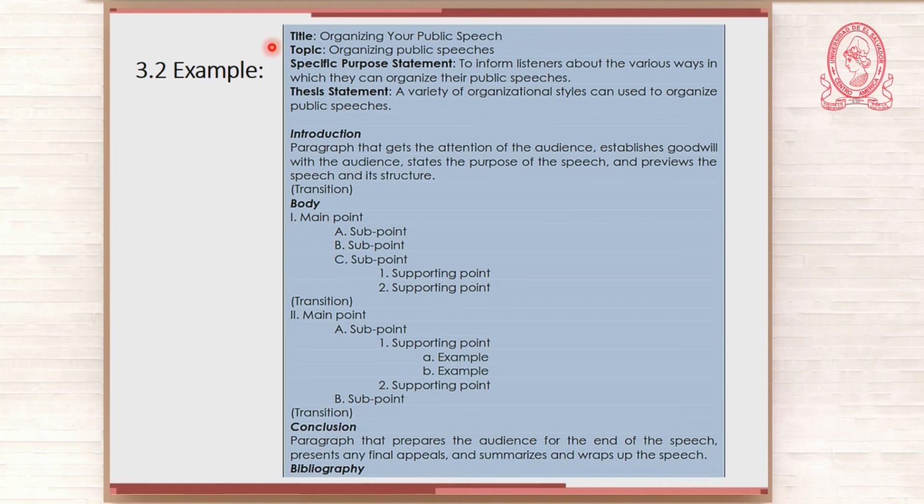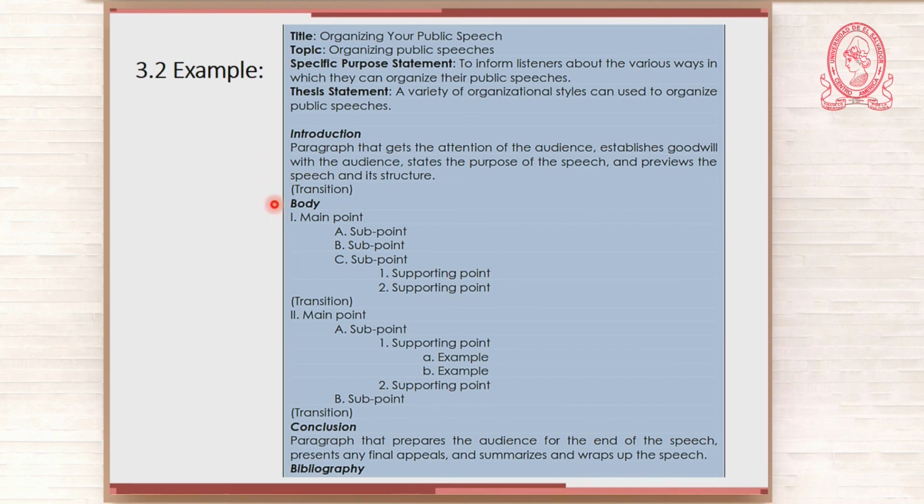It's organizing public speeches. Then you have a very specific purpose statement: to inform listeners about the various ways in which they can organize their public speeches. And of course, a thesis statement, your opinion: a variety of organizational styles can be used to organize public speeches. As you can see, you have to write in your speaking outline an introduction. It will be a paragraph that gets the attention of the audience. Remember that it has to include the purpose of the speech as well.